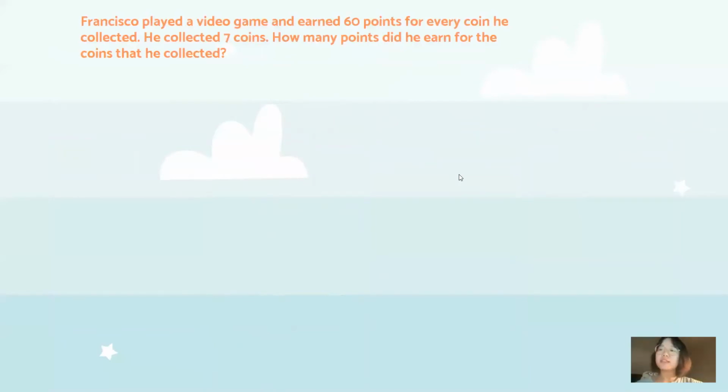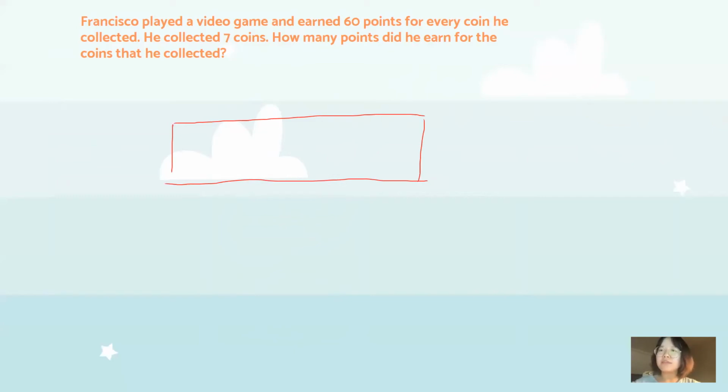Okay, so let's look at this word problem. Francisco played a video game and earned 60 points for each coin he collected. He collected 7 coins. How many points did he earn for the coins that he collected? So first we know he collected 7 coins. So let's try to make a bar for the coins he already collected.